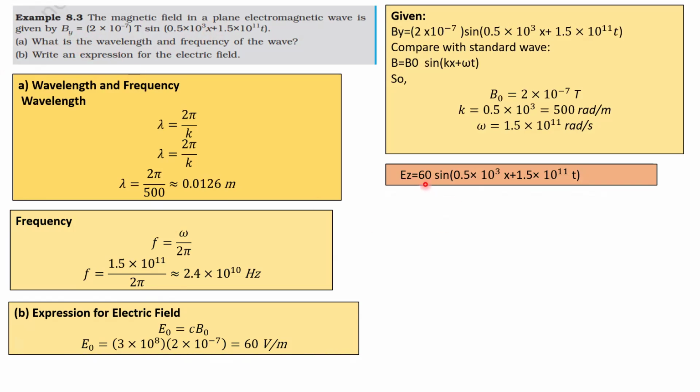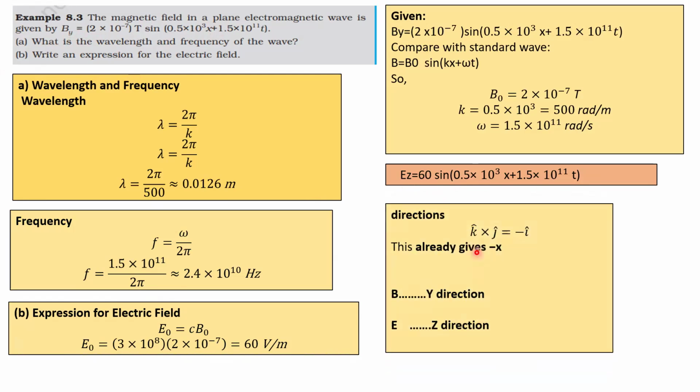Electric field will be along the z-axis. E z equal to E naught sine of (kx plus omega t). You may ask why it is along z-axis, because the wave is propagating along negative x-axis. This plus sign indicates that the wave is propagating along negative x-axis. This is minus i cap. E cap cross B cap gives the direction of propagation. So direction of propagation, we got it.